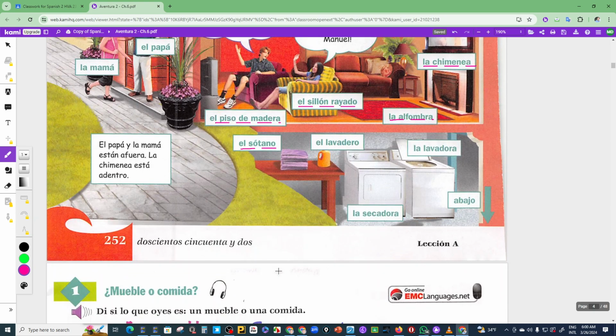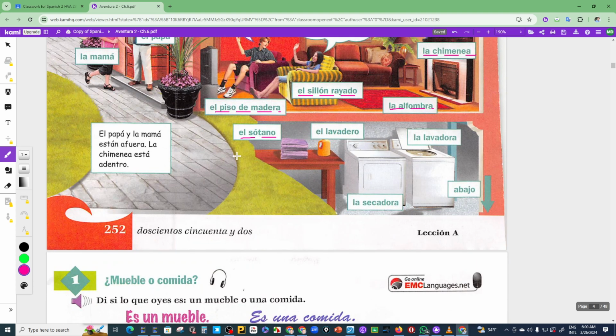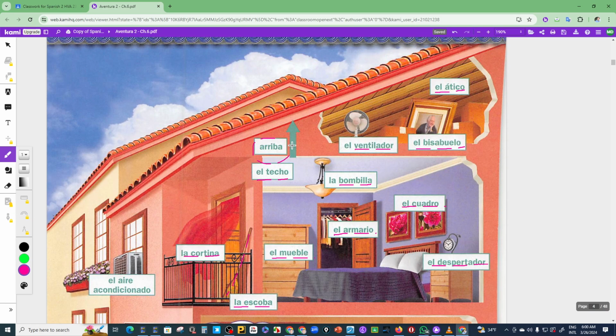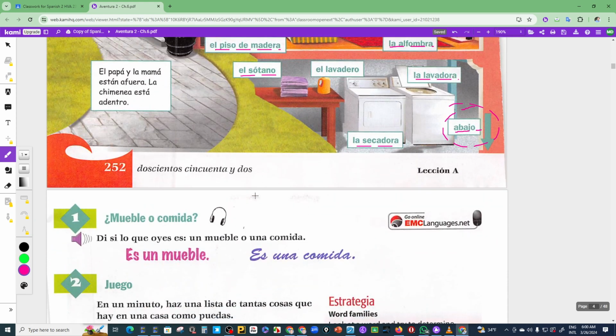El sótano here would be the basement. El lavadero, the wash room. And we got secadora. Secar is to dry, so the dryer. And lavadora, the washer. And abajo means below. So we got abajo, below, as opposed to arriba. Arriba and abajo. Those two are contrary to each other.